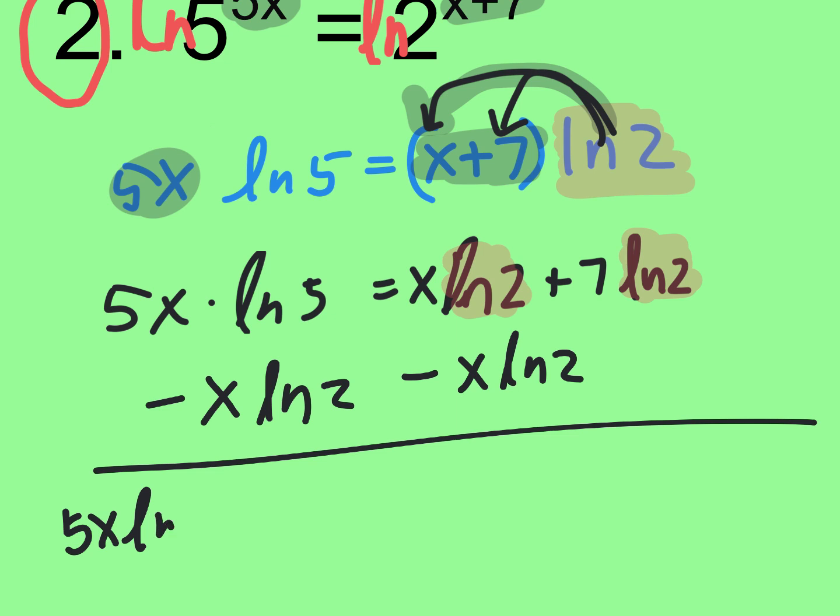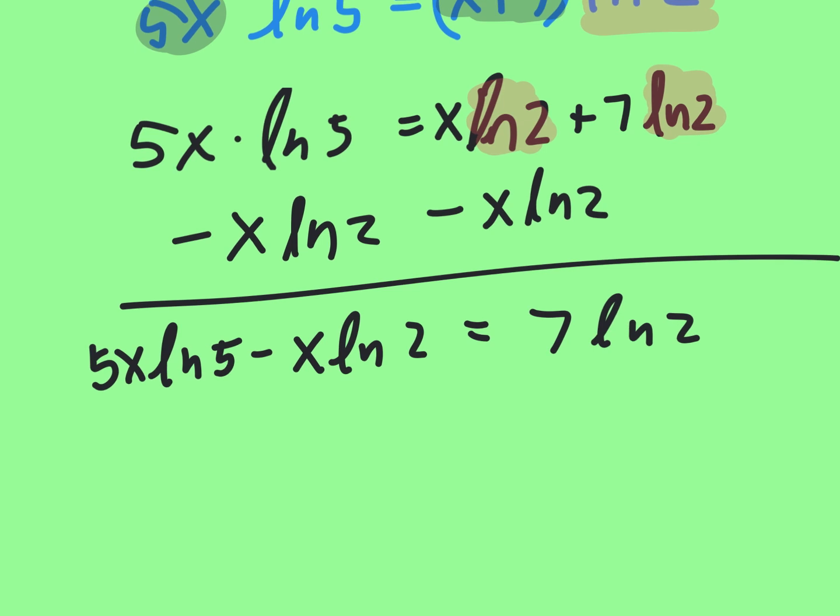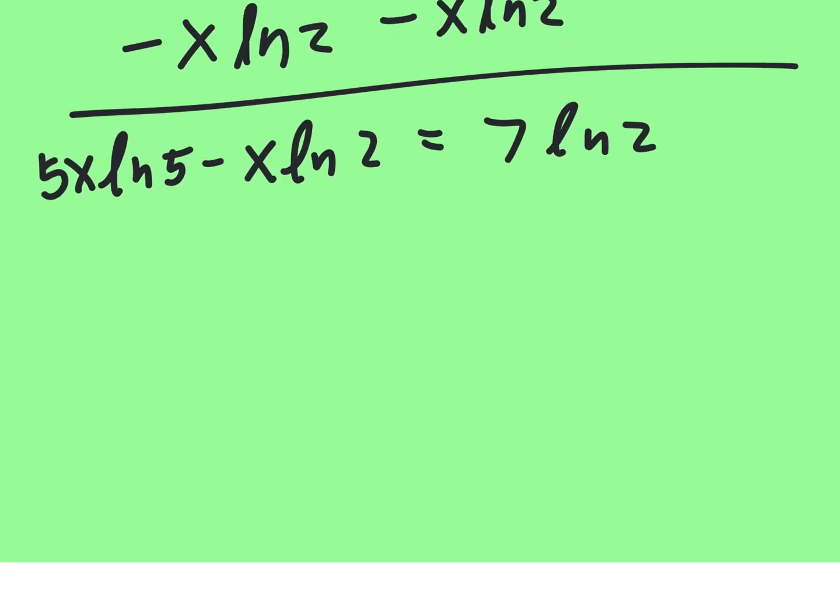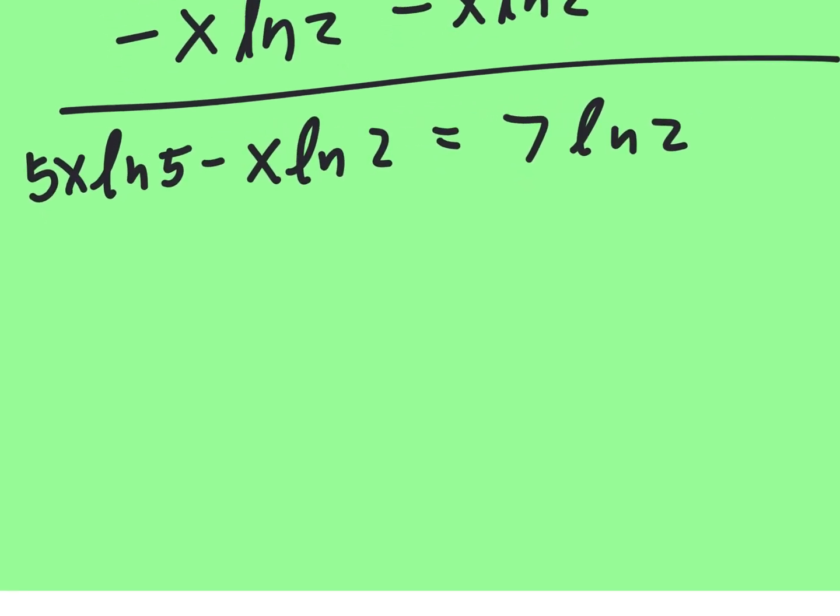Five x ln 5 minus x ln 2 equals 7 ln 2 left over here. And I know it seems like nobody knew how to solve that. Nope. I guarantee you somebody's going to have the answer within one minute. Solve.